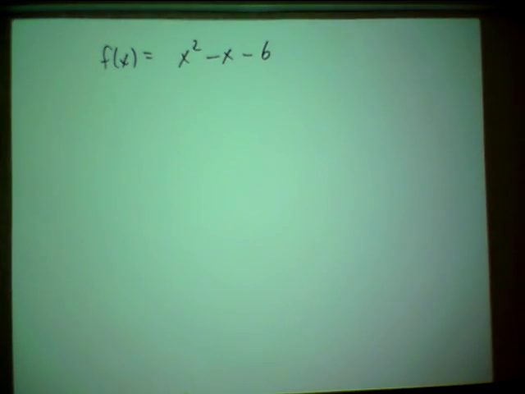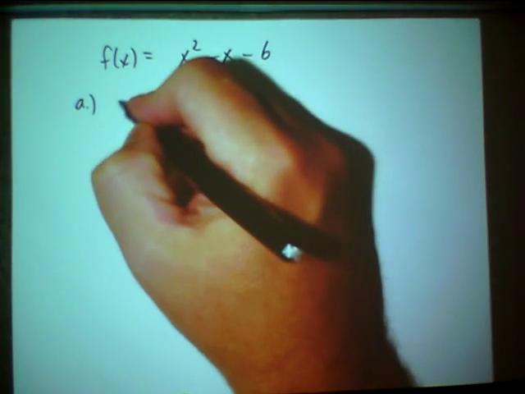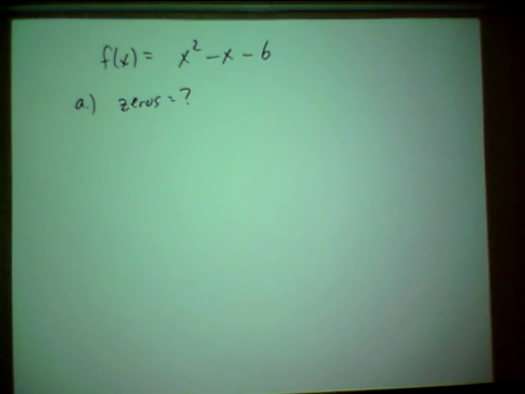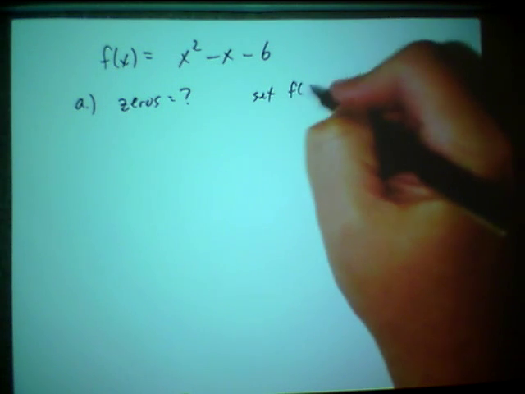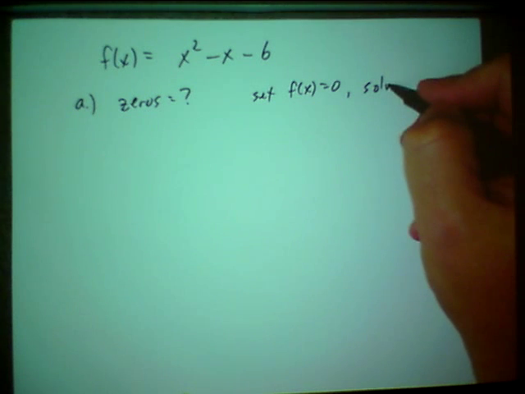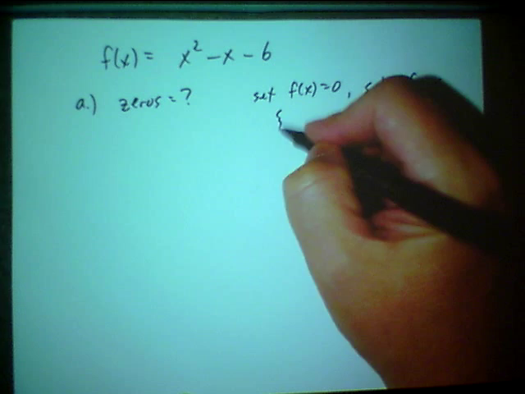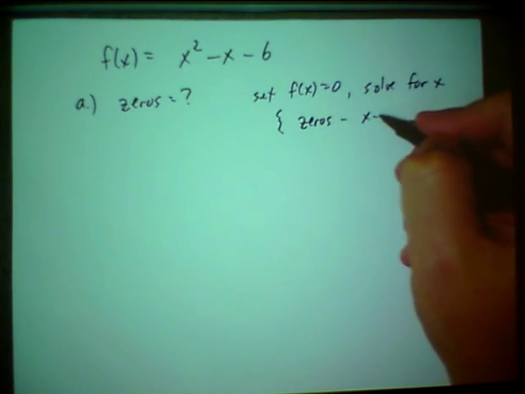So this is a quadratic equation. We know when we graph it, it's going to be a parabola. So now part A, in the homework, with this kind of problem, they ask for the zeros. Like we talked about in class, the way you get the zeros is you set f of x equal to 0, and then you solve for x. And just so you know, that's the same kind of thing we do when we look for x-intercepts.